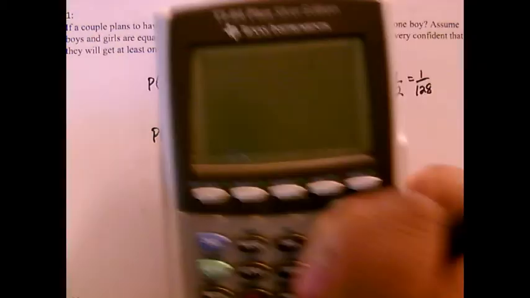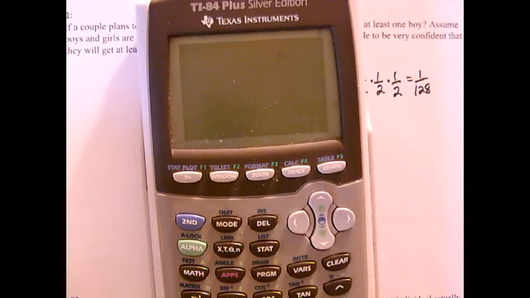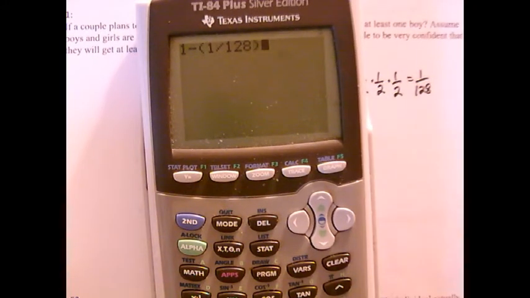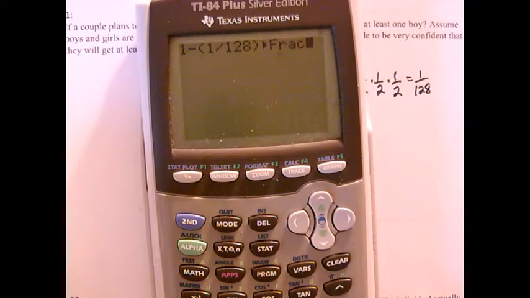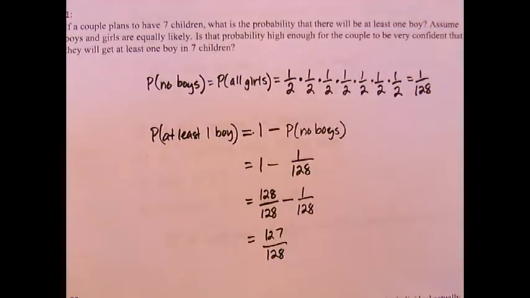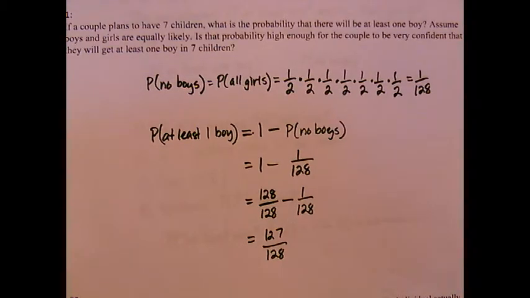Okay, now, to do that, 1 minus 127 over 128, or 1 minus 1 over 128, on your calculator, you'll do 1 minus, and then left parentheses, 1 divided by 128, close parentheses. Then hit the math key, then select number 1 for fraction, and then hit enter. You'll see that it will be 127 over 128. Okay? So that's how we apply the probability of at least 1 to this particular problem.